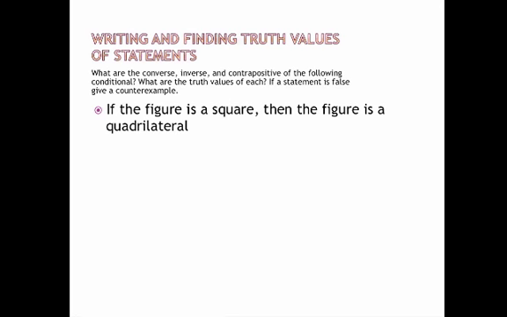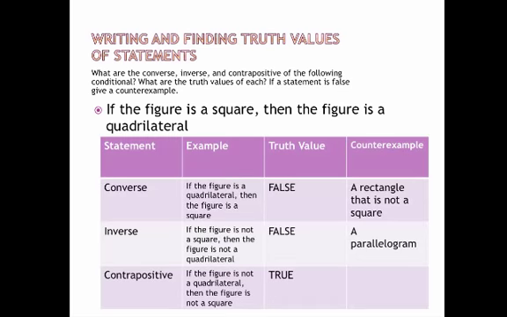Okay, so here is another example of writing and finding truth values of statements. If the figure is a square, then the figure is a quadrilateral. So that's your conditional statement. The converse of that would be: if the figure is a quadrilateral, then the figure is a square. So we just reverse the order of the if and then statements. This is going to be false. A counterexample of that would be a rectangle, which is not a square.